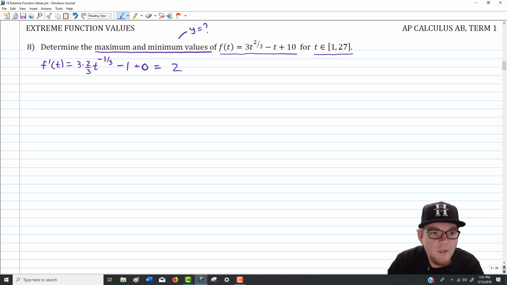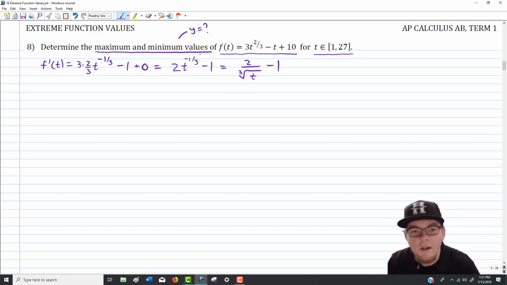That means our derivative is going to be 2t to the negative 1/3 minus 1. And of course, I see that 1/3 and the minus sign, so I'm just going to rewrite this a little bit. I'm going to rewrite this as 2 over the cube root of t minus 1. So there is our derivative. So now, before we get into anything big and we start setting things equal to 0 to find those critical numbers, I'm going to point out that right now we have something interesting.